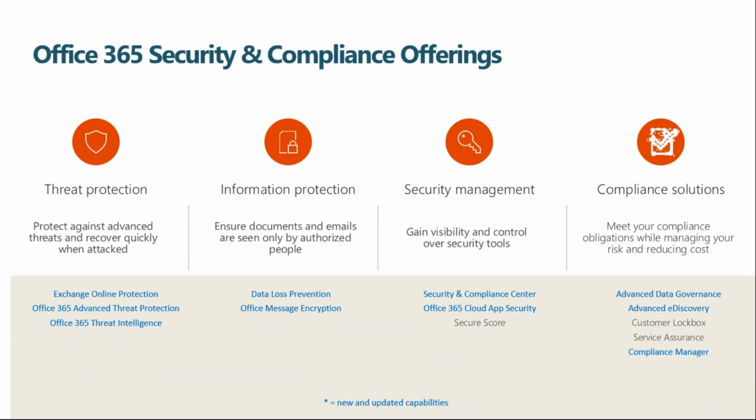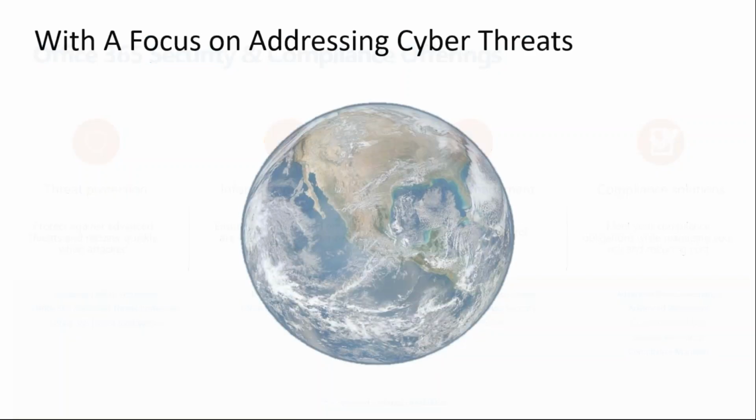So under threat protection, we have your EOP, Exchange Online, Office 365 Advanced Threat Protection, and Office 365 Threat Intel, which is nothing but the intelligence running behind it. Under information protection, you have DLP and Office Message Encryption, and even AIP comes under that category. Under security management, it is a whole view of how you see it, right? You have the Office 365 Cloud App Security, which is Microsoft's own native CASB, and then you even have Secure Score. And when it comes to compliance solutions, you have Advanced Data Governance, e-discovery, Customer Lockbox, and the newly released Compliance Manager. Now let's see in detail what these solutions mean.